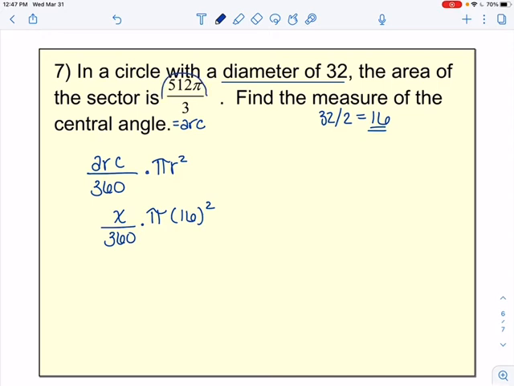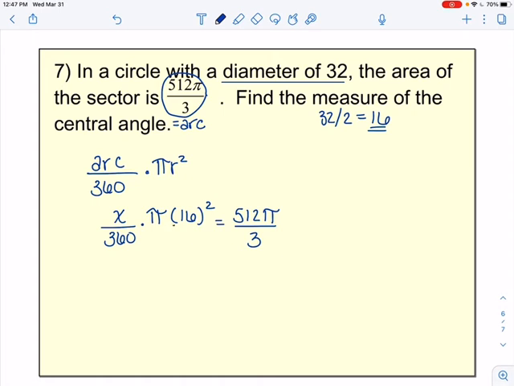They told me in the problem. When I do that, I should get an answer of 512 pi divided by 3. Okay, so now we're just going to clean this up a little bit, just like we did in 10.2. I want to end up with 2 fractions set equal to each other so I can cross multiply and solve.